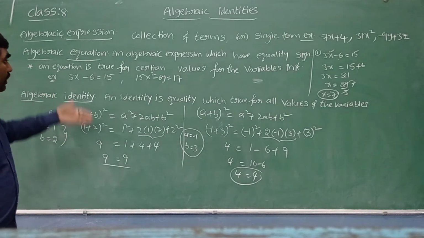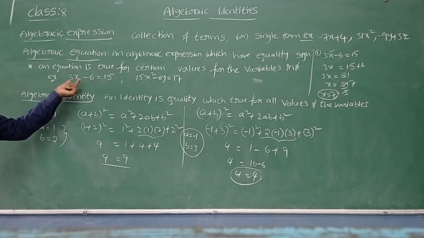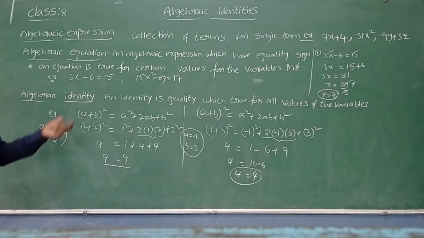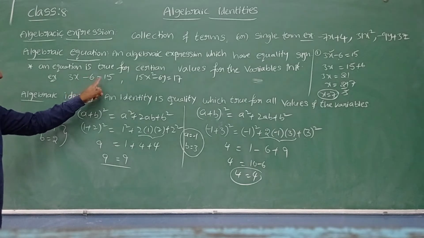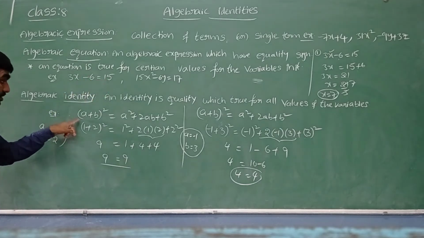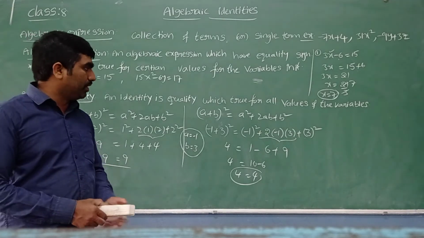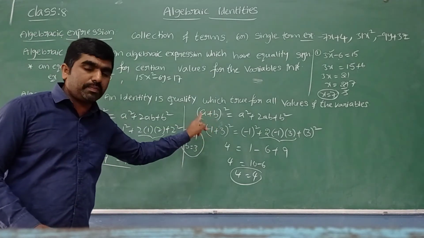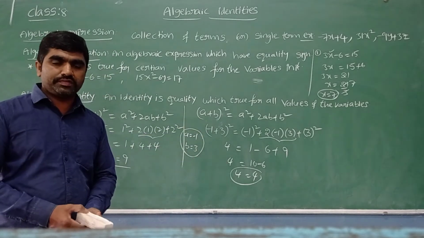Let me repeat. An equation is true for only some particular values. It is true only when x equal to 7. For x equal to 5, 3 times 5 is 15, 15 minus 6 is 9. 9 and 15 are not equal. But whereas this identity is true for all the values of the variable. In the place of a and b, in the place of the variables, substitute any two values, and it is true.